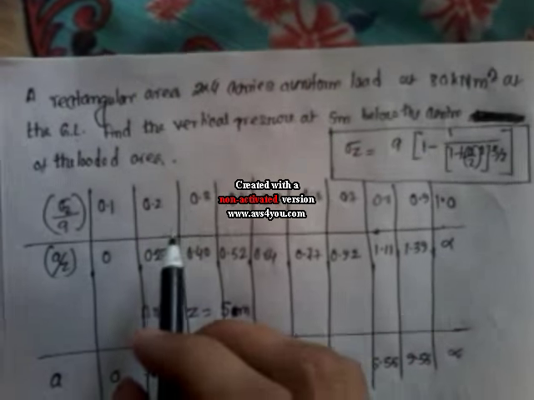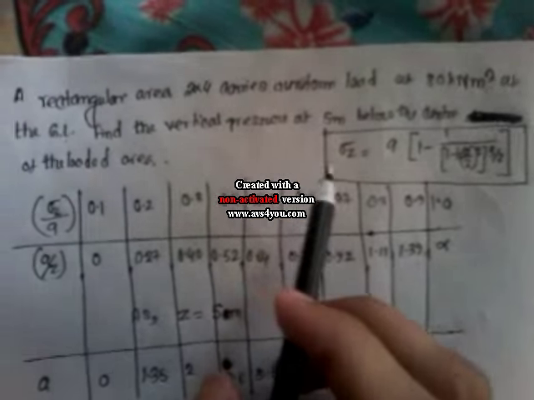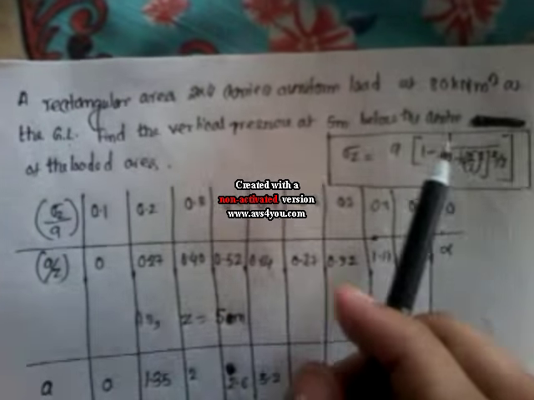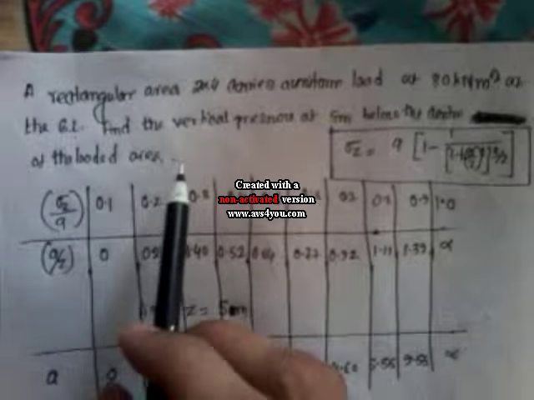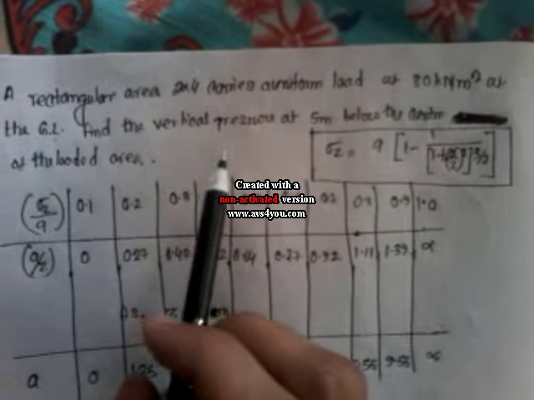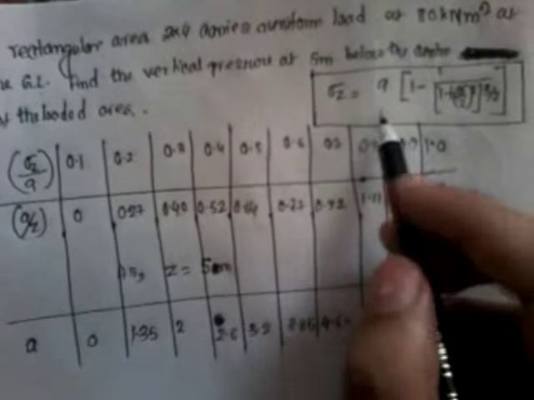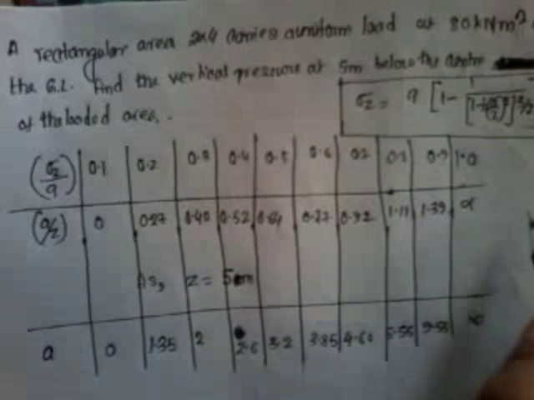Here is the problem: a rectangular area 2 by 4 carries a uniform load of 80 kN per meter square at the ground level. Find the vertical pressure at 5 meters below the center of the loaded area. We are drawing the Newmark chart, which is for a circularly loaded area.